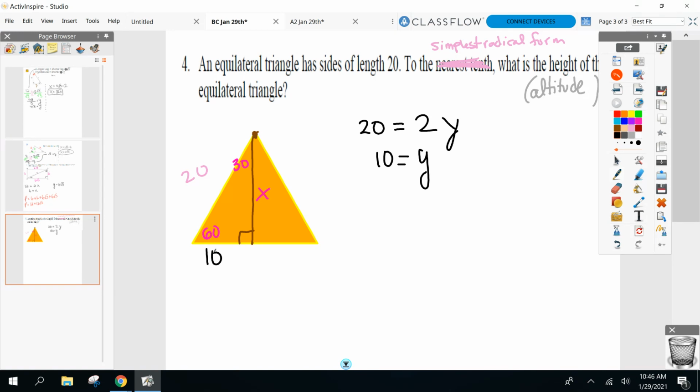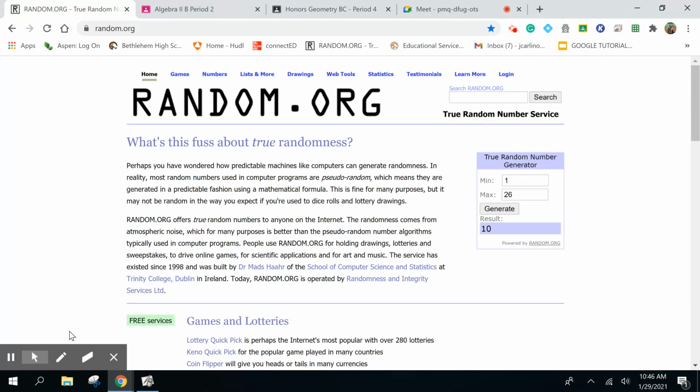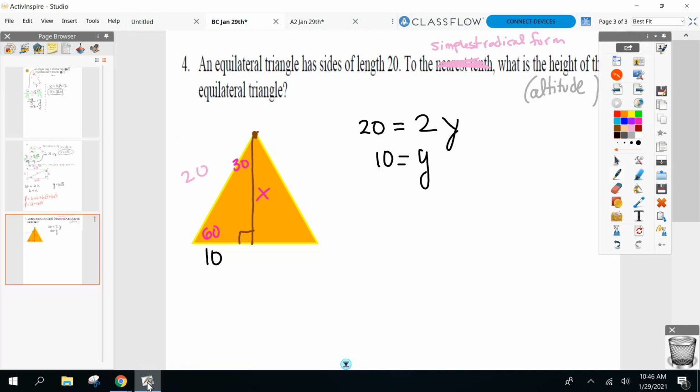And finally, to end this, how do I find the longer leg now? Sabrina, last one here. How do I find the longer leg, Sabrina? Shorter leg times radical 3. There you go. So x would be the shorter, 10, times radical 3. There's your altitude, 10 radical 3.